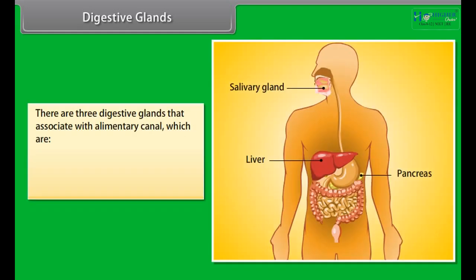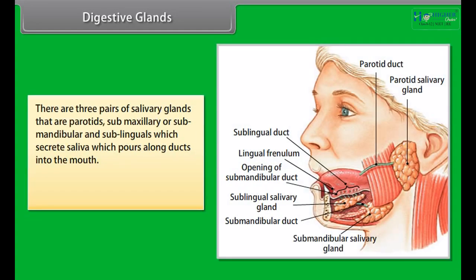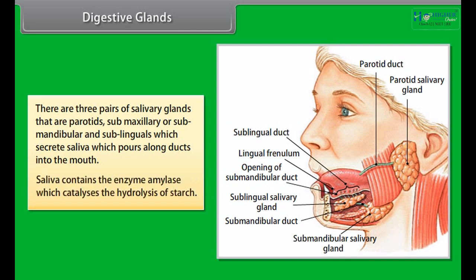There are 3 digestive glands that associate with alimentary canal, which are salivary glands, liver, and pancreas. There are 3 pairs of salivary glands that are parotids, submaxillary or submandibular and sublinguals, which secrete saliva which pours along ducts into the mouth. Saliva contains the enzyme amylase, which catalyzes the hydrolysis of starch.